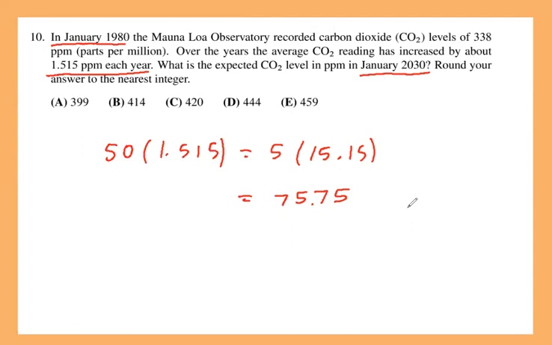So let me double check. The question was also giving us this. We had 338 ppm in 1980. So this is the change since then, which is why we have to add this number, 338, to this number, 75.75. So if you add this, you will get 5, and that is 3. That's 1 to carry. That's 10. That's 1. And that's 413.75.